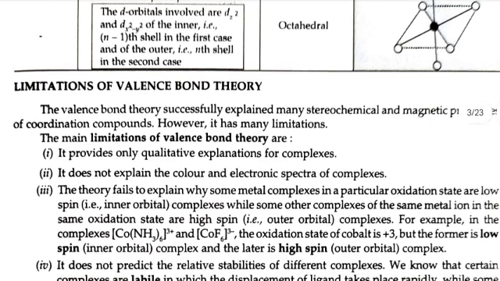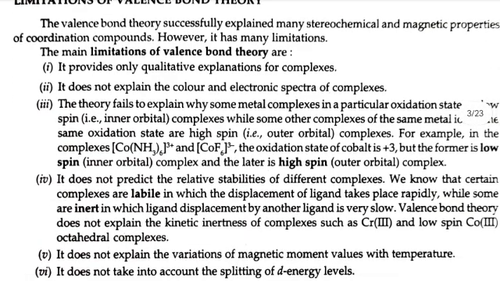Third, the theory fails to explain why some metal complexes in a particular oxidation state are low spin complexes, while some other complexes of the same metal ion in the same oxidation state are high spin complexes. For example, in the complexes [Co(NH3)6]3+ and [CoF6]3-, the oxidation state of cobalt is +3. But the former is a low spin inner orbital complex and the latter is a high spin outer orbital complex. It does not predict the relative stabilities of different complexes.